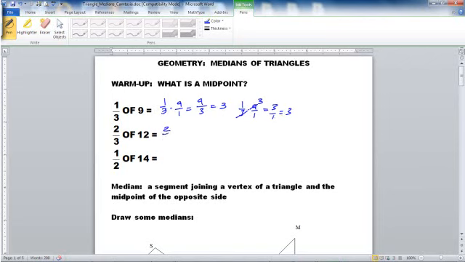So let's try that for 2/3. Remember, in the math world, of is multiplication, so 2/3 of 12, so 2/3 times 12. 2 times 12 is 24. 3 times 1 is 3, and 24 divided by 3 is 8. Or we can do 2/3 times 12. 3 goes into 12 4 times, and 2 times 4 is 8. And then obviously half of 14 is 7. So let's get to those medians.